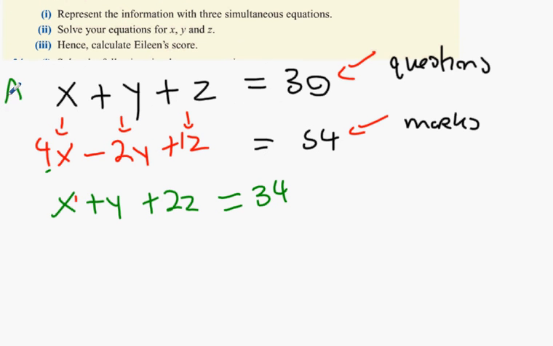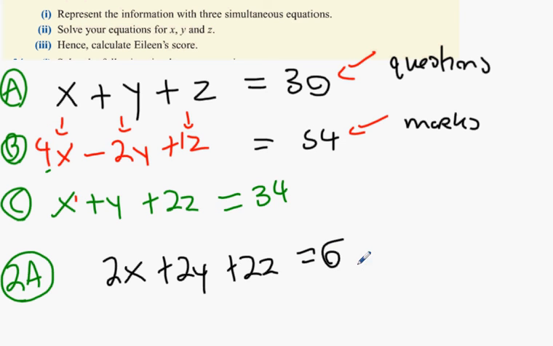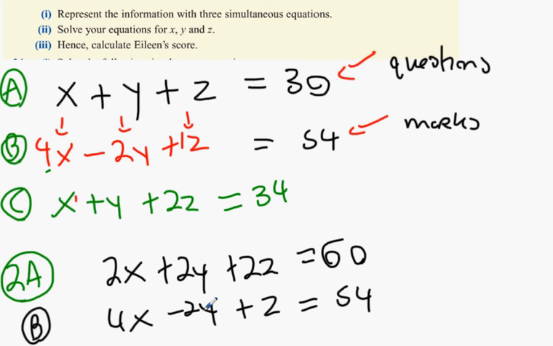So what I can do is call this equation A, equation B, and equation C. I'm going to do 2A. What does 2A mean? It means 2 multiplied by equation A. So what is 2 times equation A? Plus 2z equals 60. And equation B, 4x minus 2y plus z equals 54.